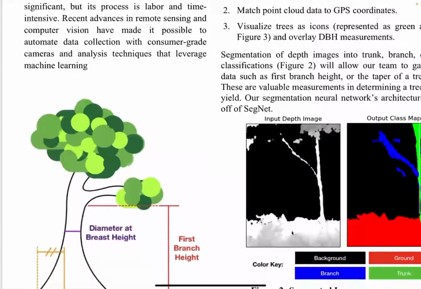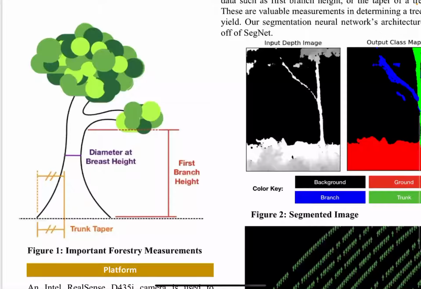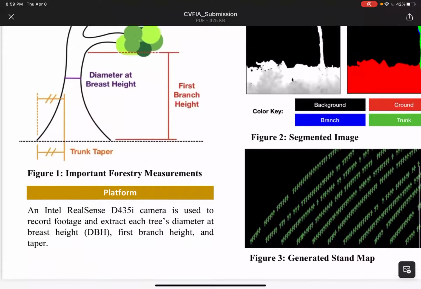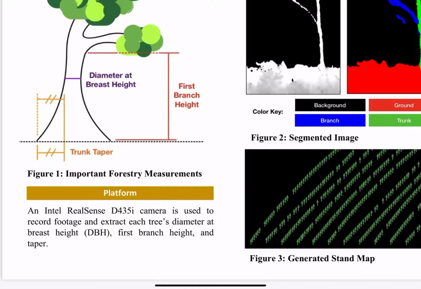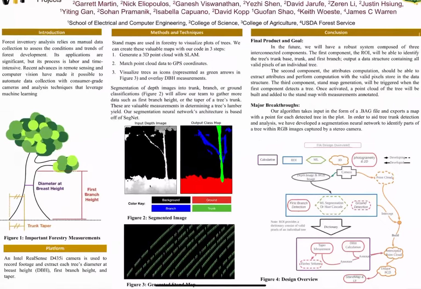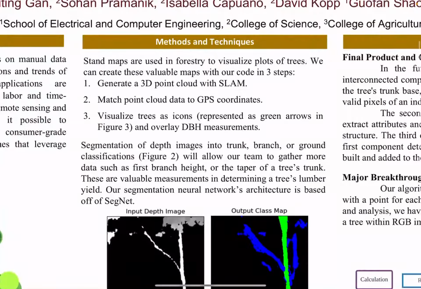Here you can see a diagram of popular measurements we would like to extract from our trees. You can see here trunk taper, diameter taken at breast height, and the first branch height measured from the ground. Down here in the platform section, we talk about what we use to capture our data. An Intel RealSense D435i camera is used to record footage and extract each tree's diameter at breast height, first branch height, and taper. Now, let's jump back up to the top to our methods and techniques section.